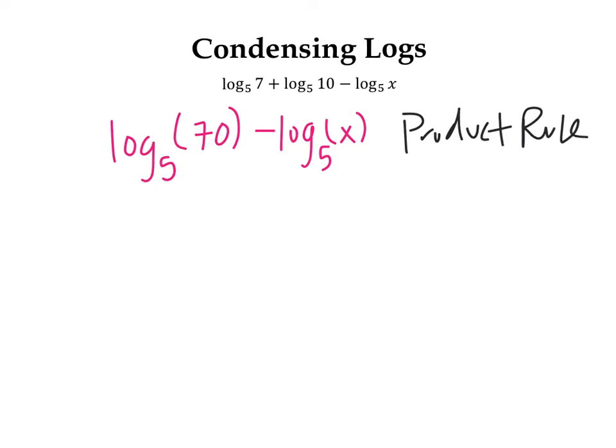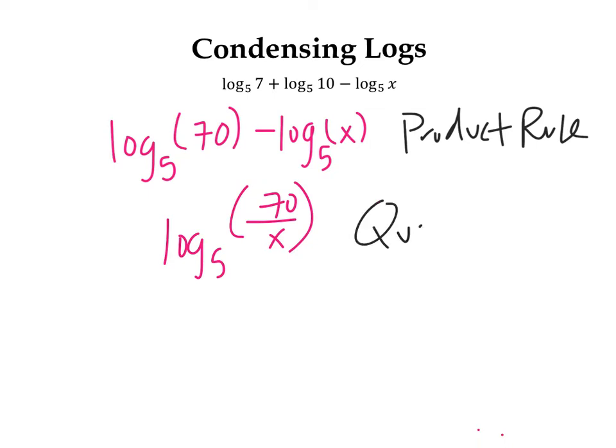The next rule that we have is subtraction. So we're going to be able to divide these two. And we can say log base 5 of 70 divided by x. And here we have the quotient rule.